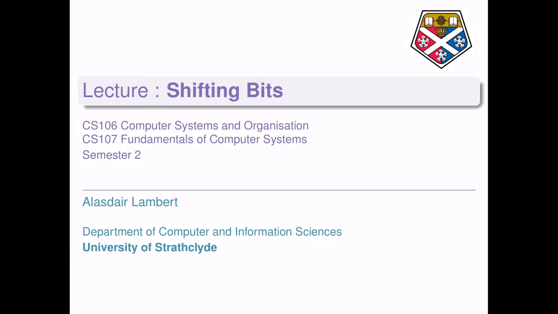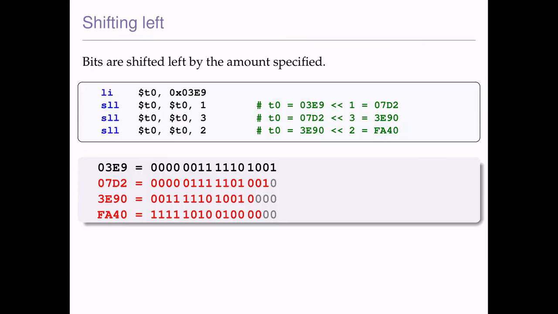Today we'll continue our look at logic operations by looking at shifting instructions. And to start with, let's look at shifting left. Now, the shift left instruction is quite straightforward. It takes a register to store the value, a register where the value is, and a value to shift by. So if we give it 1, we shift the number to the left by 1 position. 3, we shift by 3 positions, and 2, we shift by 2 positions.